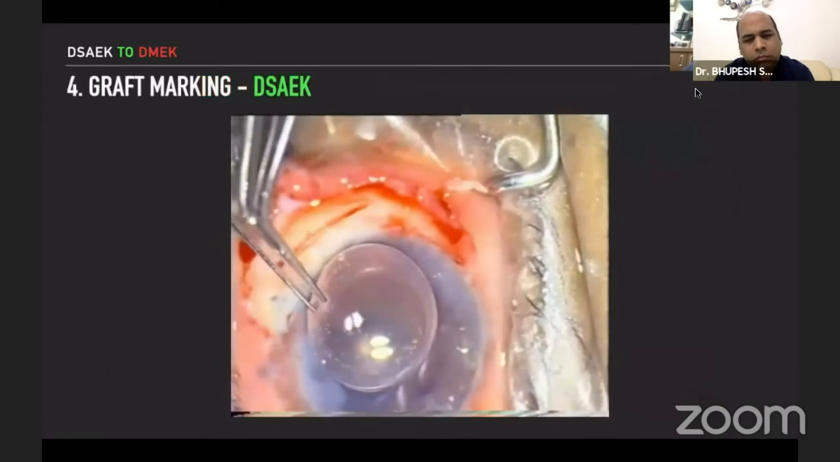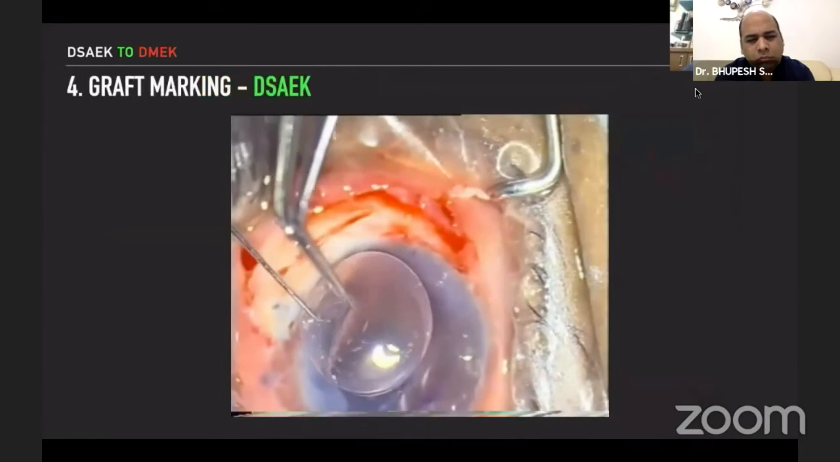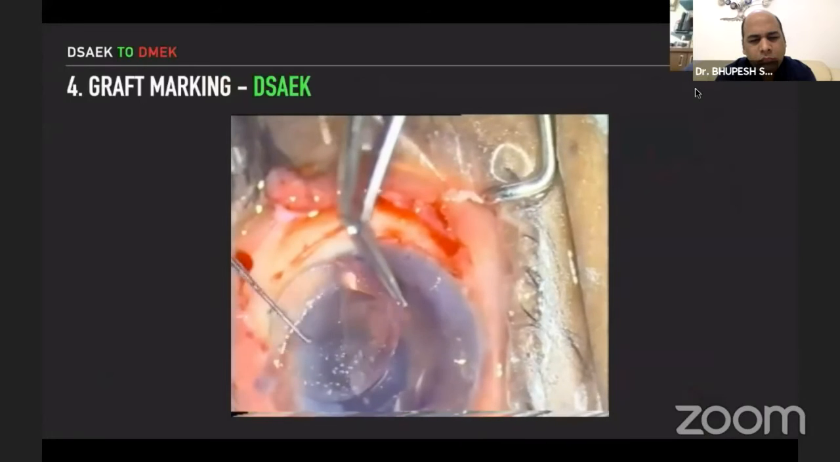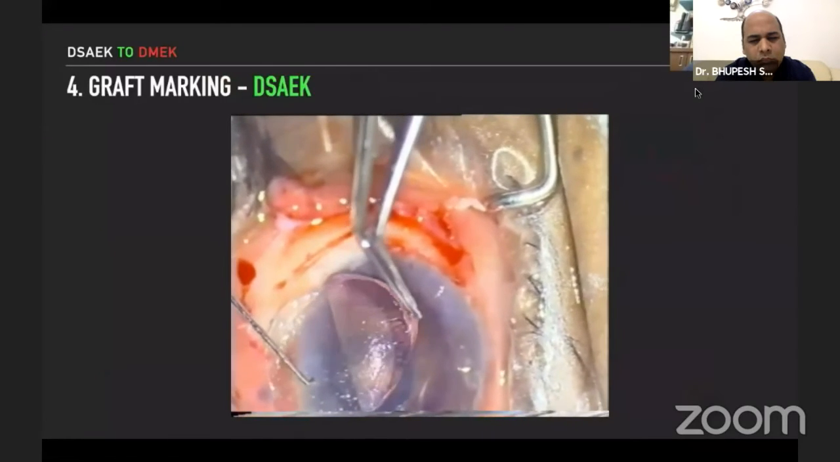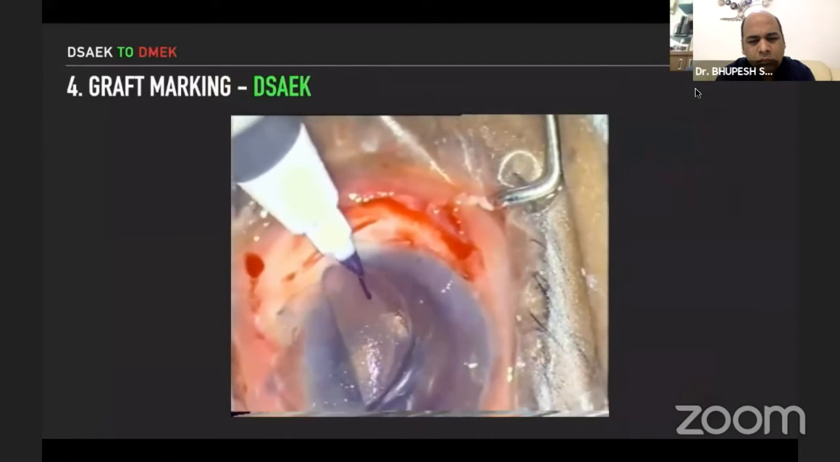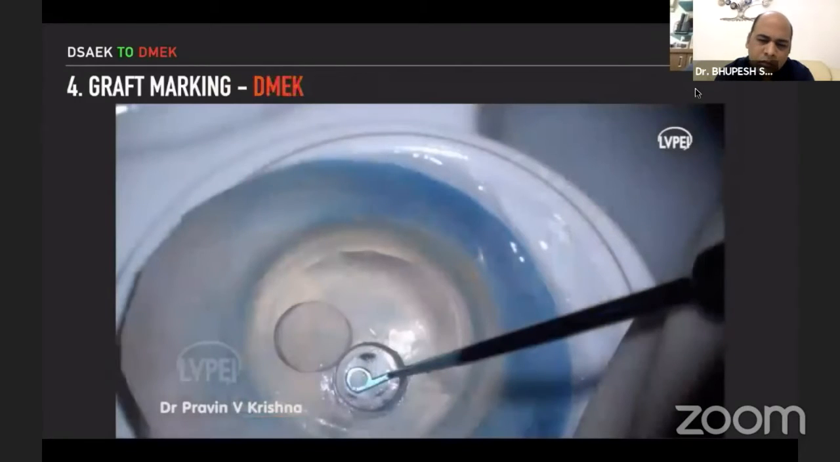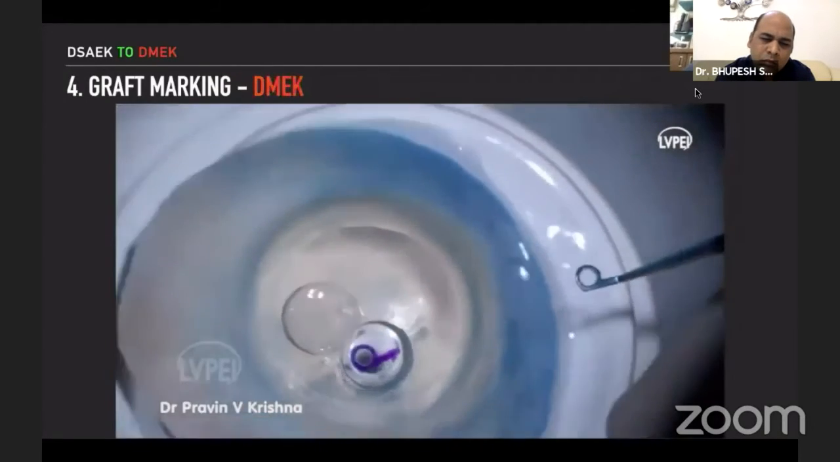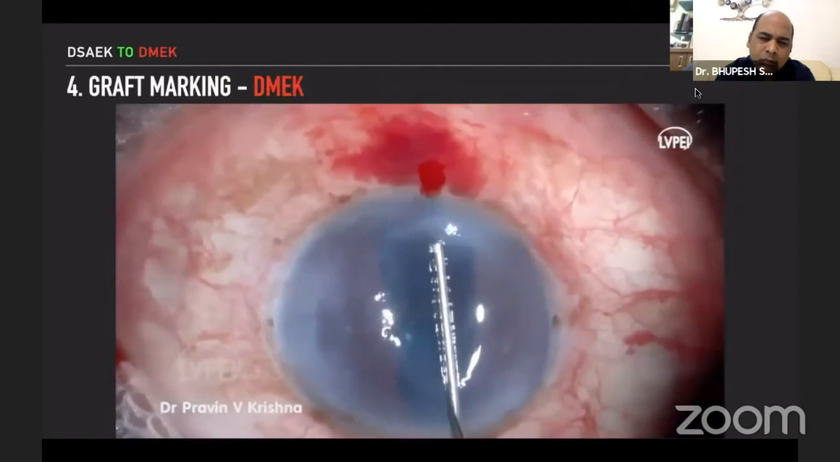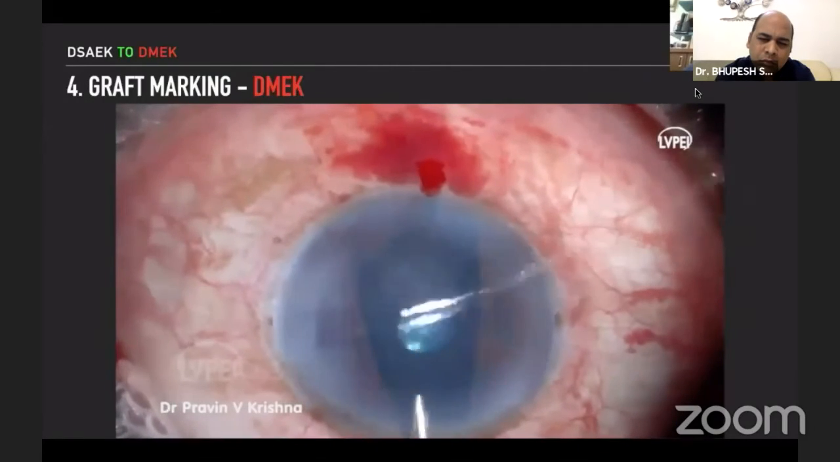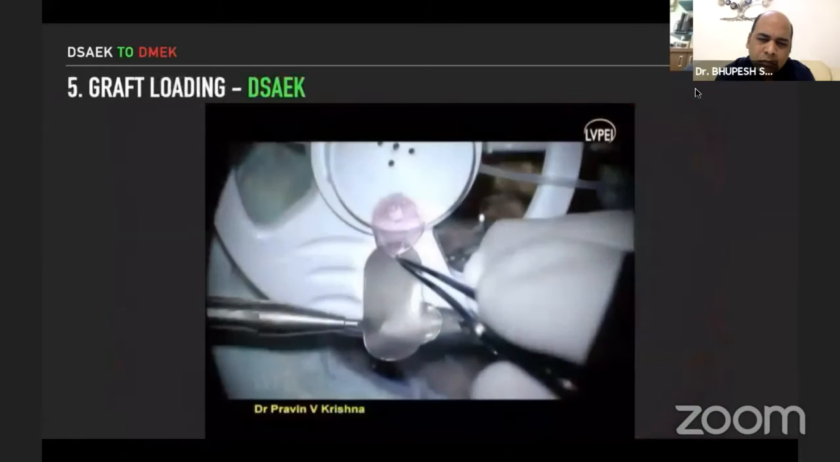Marking in DSAEK surgery, again, is nowadays unusual unless you're right at the beginning of your learning curve in DSAEK surgery, and it is not required to mark the DSAEK graft because orientation is usually maintained. Whereas in DMEK surgery, it is desirable to mark your graft because sometimes telling orientation in a cornea that is a little hazy might be difficult.